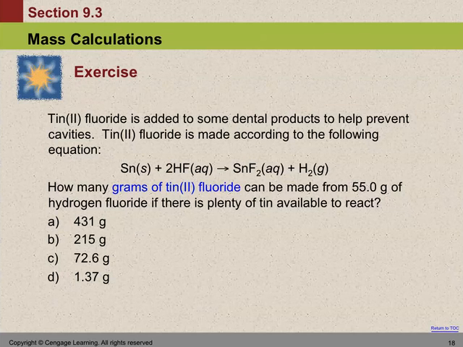We then look at the molar ratio between hydrogen fluoride and tin(II) fluoride, 2 to 1. We use that ratio to convert the number of moles of hydrogen fluoride to the number of moles of tin(II) fluoride. Once we know the number of moles of tin(II) fluoride, we can convert it to grams. The answer is 215 grams. And here's the calculation string.